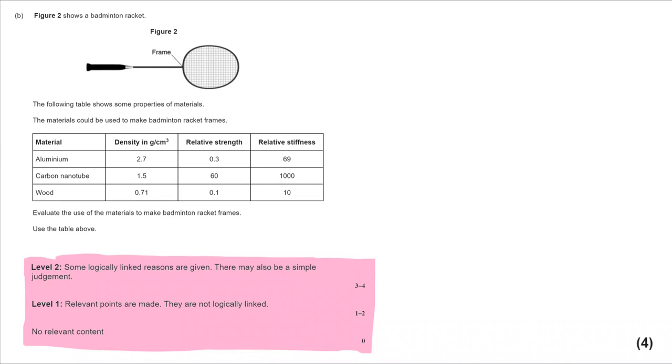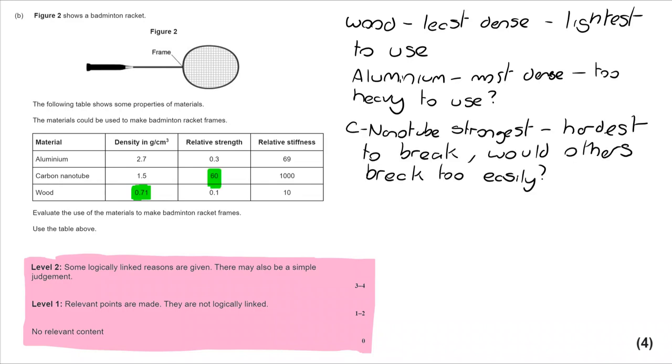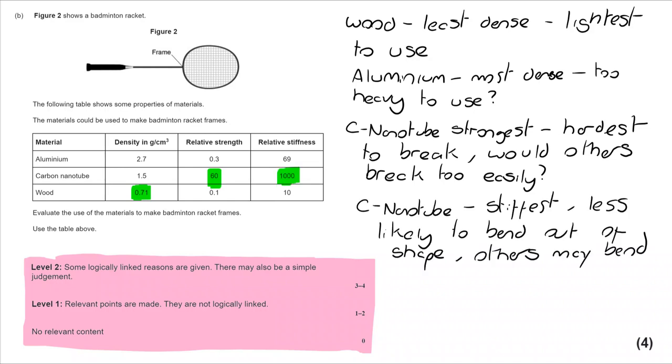Well, I would do a comparison across all 3 to find the best one. Wood is the least dense, which makes it lightest. Aluminium is much more dense, it might be too heavy to use. We have a comparison there. We can also look at the carbon nanotube being the strongest, the hardest to break, whereas aluminium, wood, might break very, very easily. So which one would you go for there? And then finally in our comparison, our carbon nanotubes are the stiffest, so they're less likely to bend out of shape, whereas aluminium, and certainly wood, may bend out of shape, may actually snap.